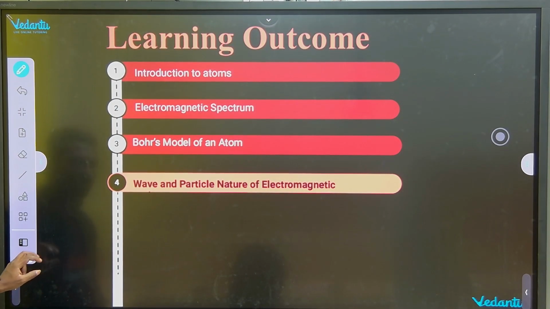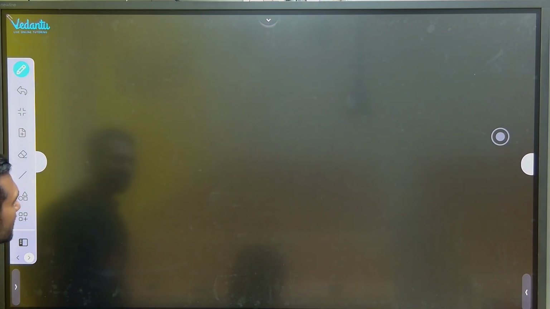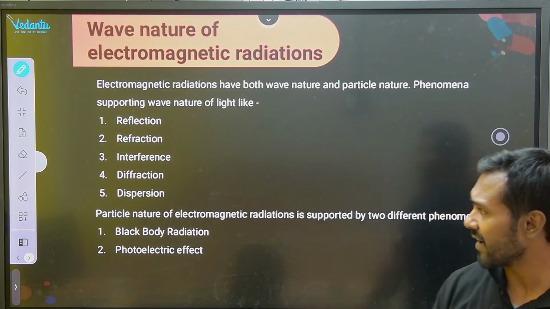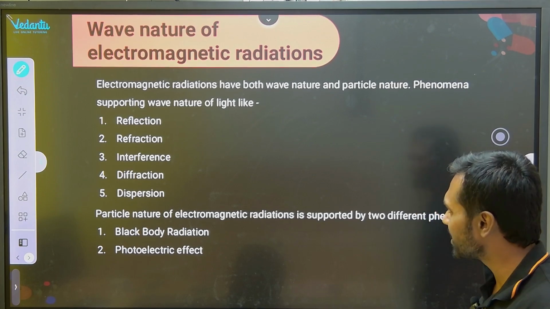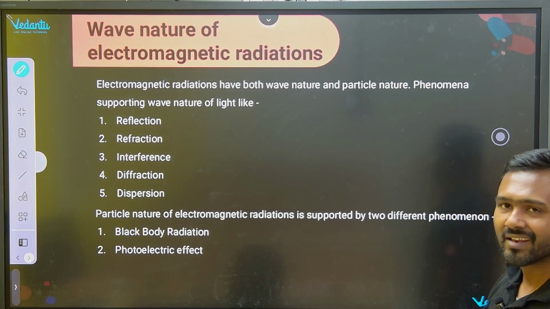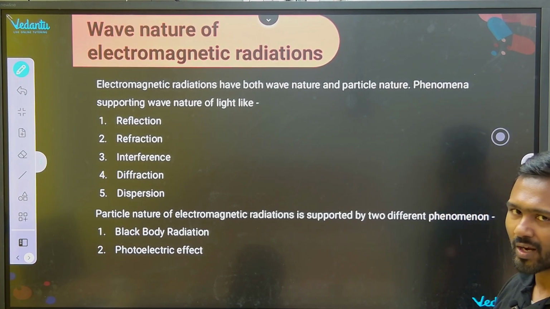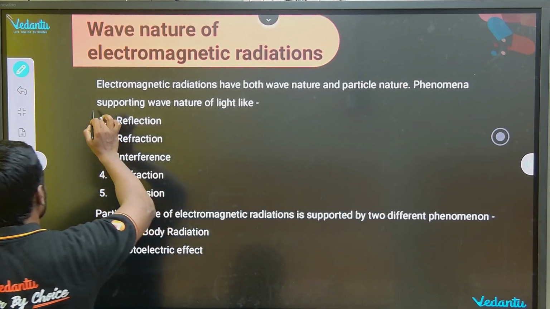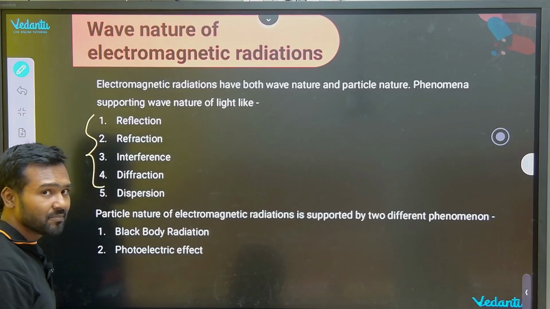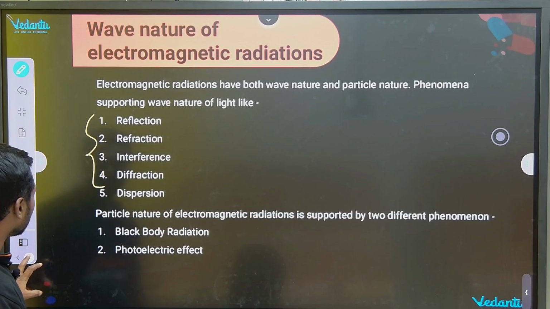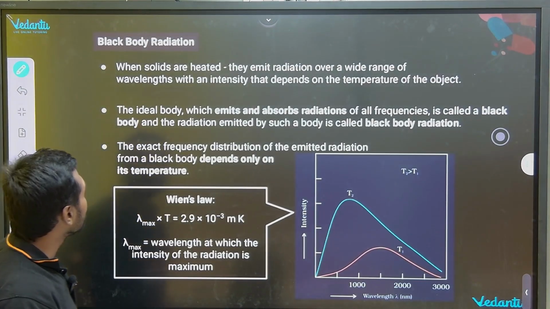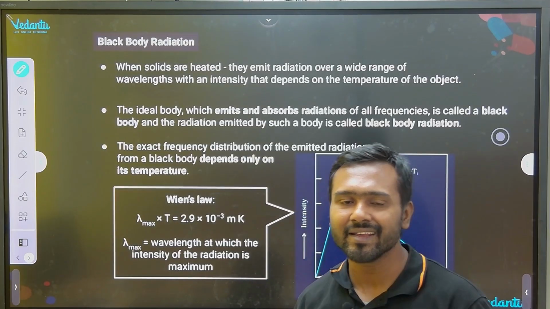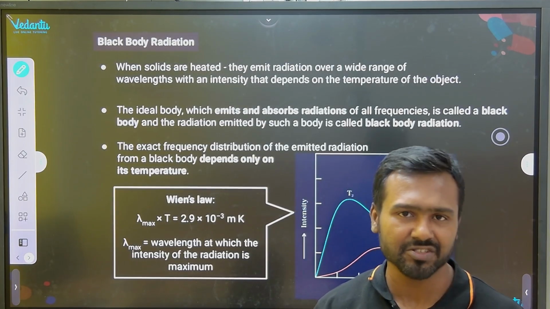Next, wave and particle nature of electromagnetic radiation. Wave nature: reflection, refraction, interference, diffraction, dispersion. Particle nature: black body radiation and the photoelectric effect. In this one, these things I am not going to discuss now. Anyway, you know better than me, in physics you know all those things. So this is black body radiation. The black body is the body which can absorb all the radiations and emit all the radiations.